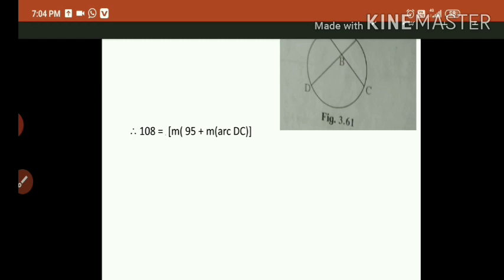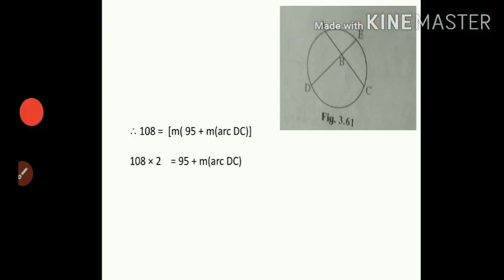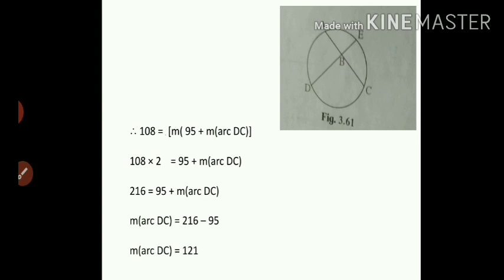So 95 plus DC. Now when you cross multiply, 108 will be multiplied by 2, that is the half from the right hand side. So 108 multiplied by 2 equals 95 plus DC. So 108 multiplied by 2 will be 216, is equal to 95 plus DC. Now when you change the side, major arc DC will be 216 minus 95, that is equal to 121 degrees.